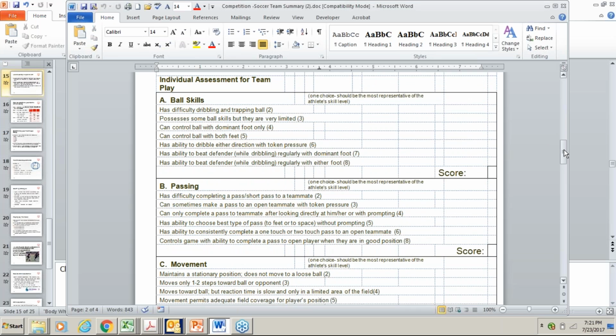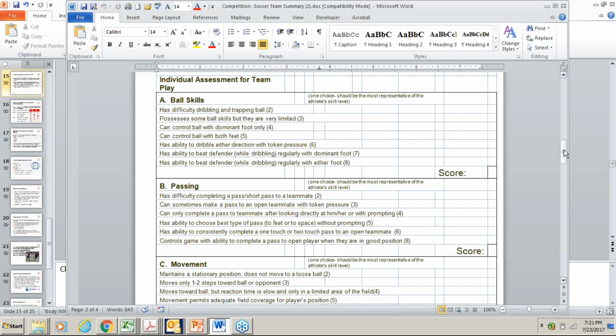The first one happens to be ball skills. You'll see a listing of items, and your coach who's rating this athlete needs to choose one of those items. They range from 2 points all the way up to 8 points, and you place the score in the box on the side. So which one best describes the athlete's ability when playing in a game?